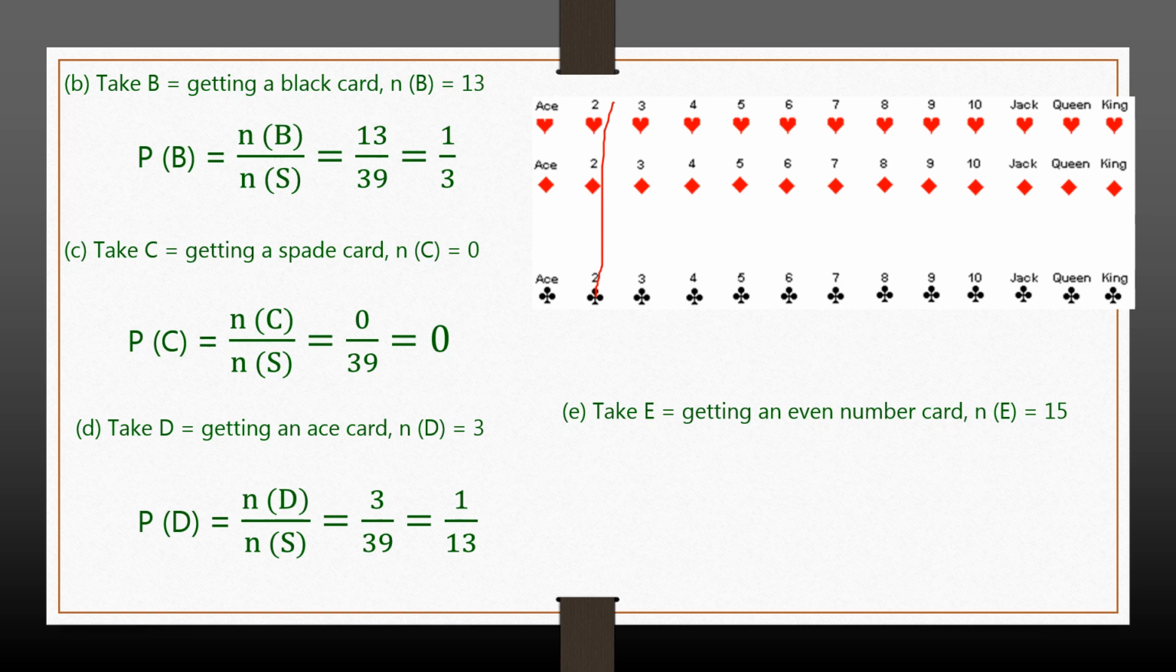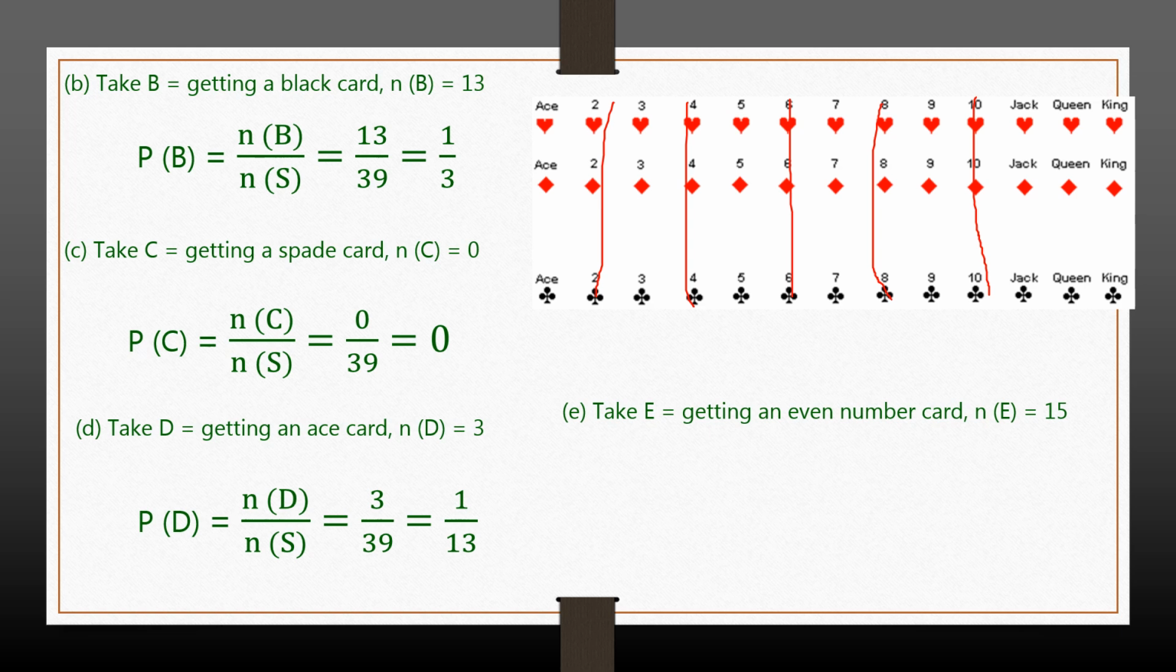These are even number cards. 4 is an even number, 6. 6 plus 3 is 9. 9 plus 3 is 12. 12 plus 3 is 15. Therefore, totally there are 15 even number cards.